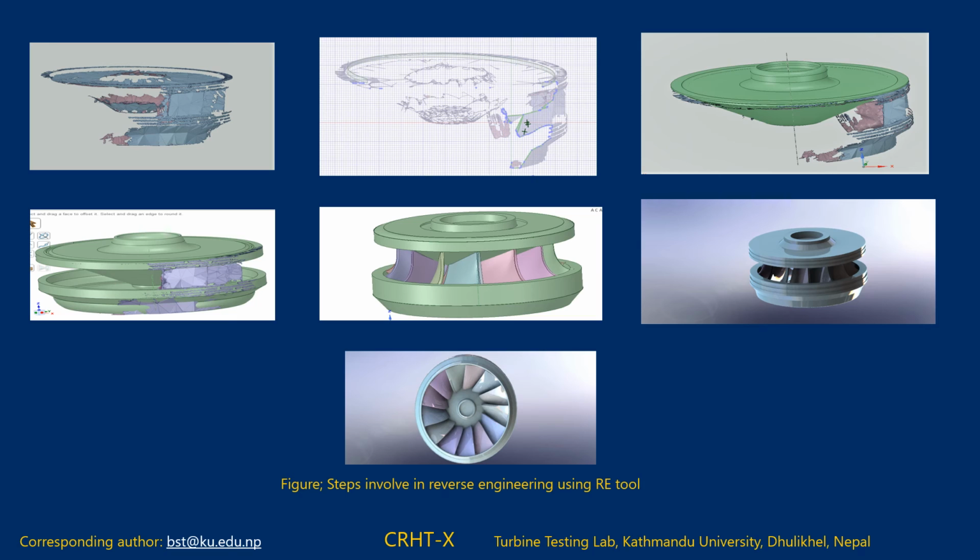This section of the slide represents the steps involved in how we did reverse engineering on the eroded Francis runner using a reverse engineering tool. For this we used ANSYS SpaceClaim software, and we tried different software like SolidWorks, Scan to 3D, SolidWorks Geomagic, and many others. But we found that ANSYS SpaceClaim is very useful in this approach, and we were able to extract it in a much quicker and more efficient way.